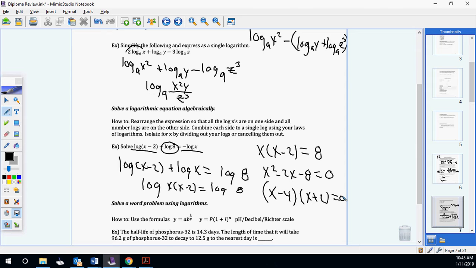Are those both answers? What's that? 4 is the only answer, right? Because negative 2, when I plug negative 2 in, gives me a negative argument. Okay, there we go. So remember, make sure you verify that your argument's within the restrictions of a log.